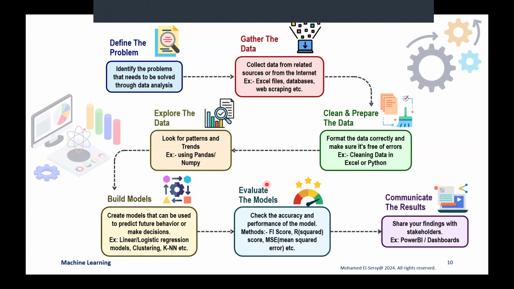And the last step is that you evaluate your model. Like today, you are going to use linear regression and a neural network, and you will compare the accuracy or the performance of these models by using metrics like F1 score, R squared, mean squared error, etc.